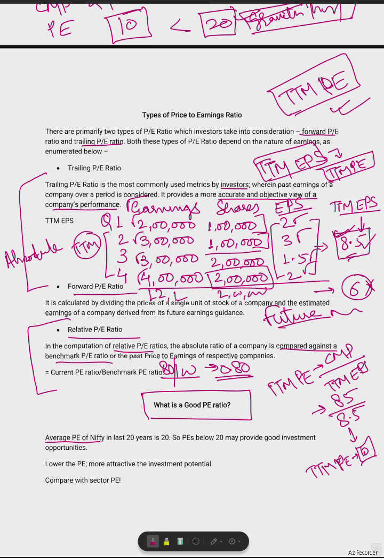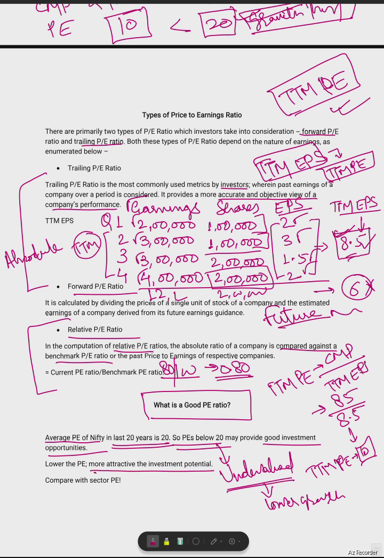If you see the average PE of Nifty companies in the last 20 years, it is 20. So in a way we can say that if your PE is below 20, then it may provide a good investment opportunity, because they are undervalued. But at the same time, it may also indicate lower growth prospects in those companies. That may be one interpretation. But lower is better in a way; there is more attractive investment potential because they are undervalued.